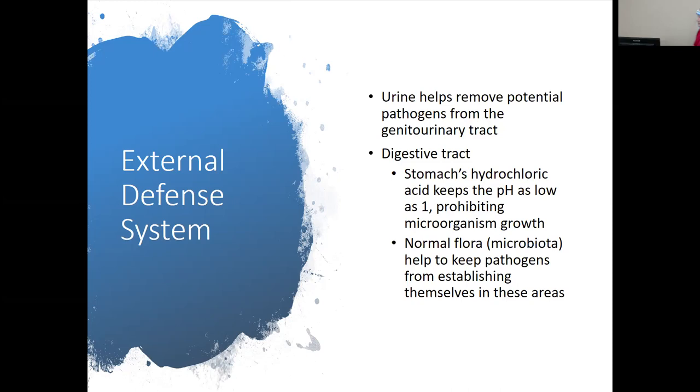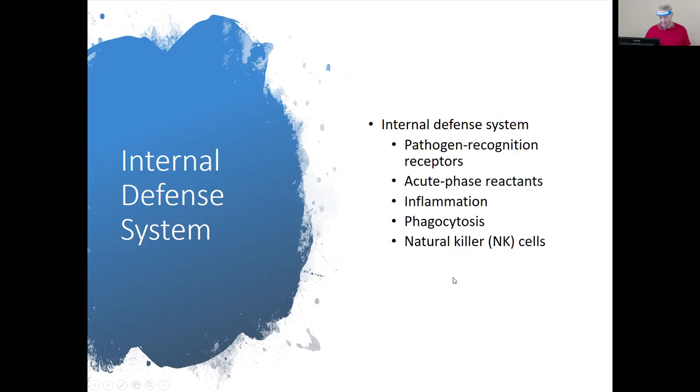So our internal defense system is the pathogen recognition receptors. I know this is a new term. If we go to chapter 3, those that brought their book in today, you'll see that these are abbreviated, the PRRs, the pathogen recognition receptors.